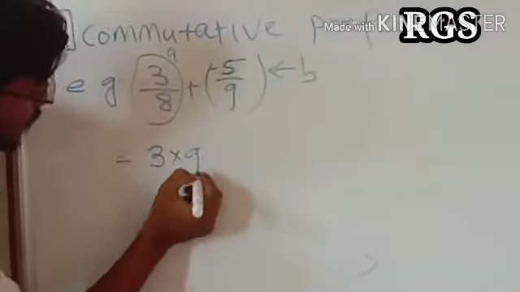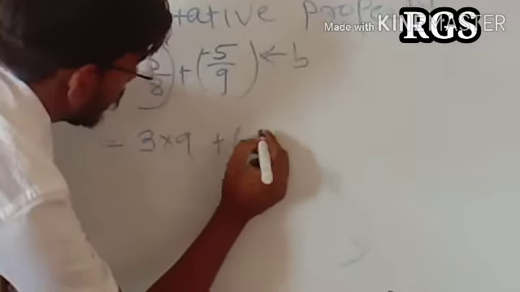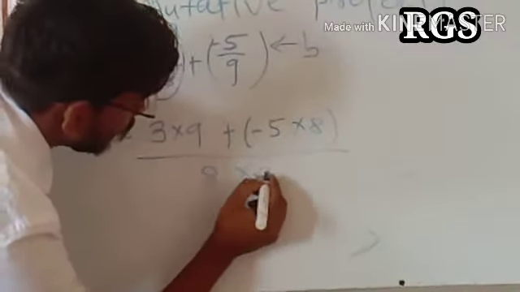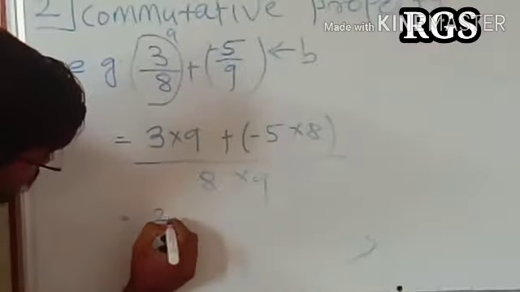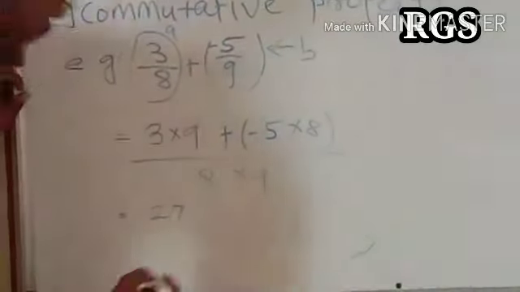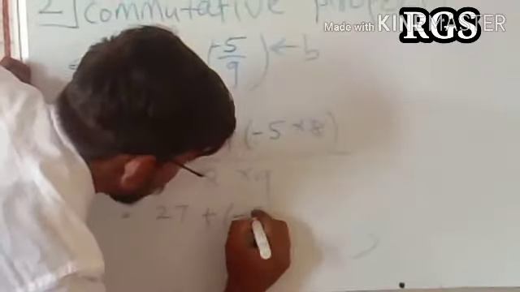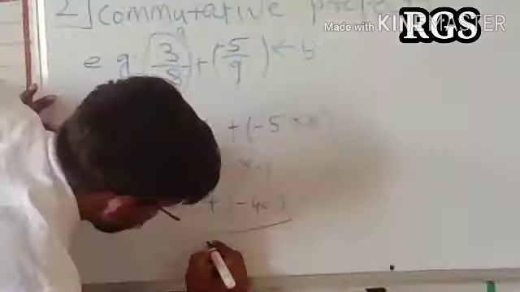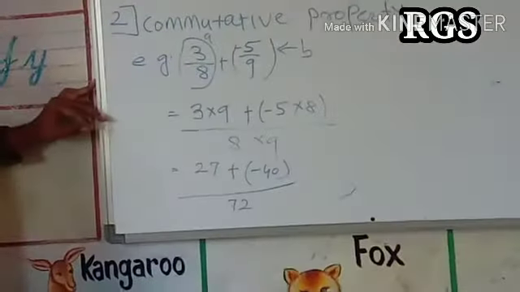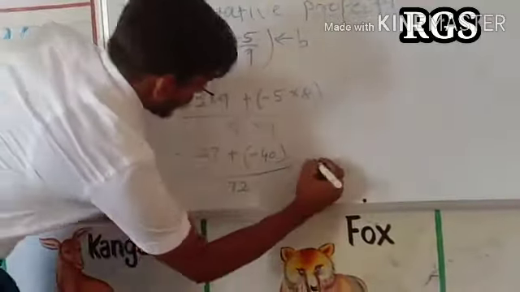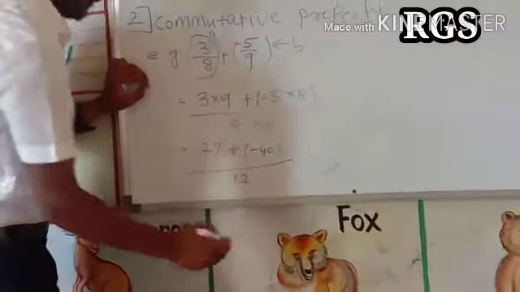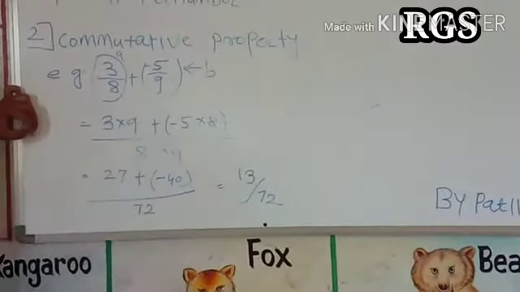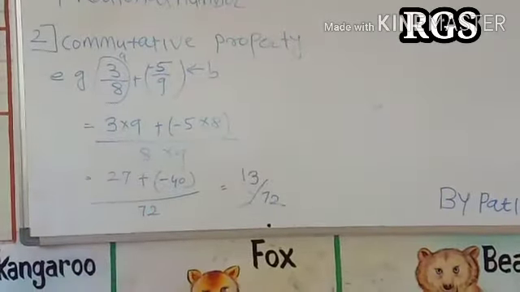And next, the denominator: 3 into 9 plus minus 5 into 8, divided by 8 into 9, is equal to 3 9s are 27 plus, 5 8s are 40, divided by 8 9s are 72. After solving this, what do we get? 13 upon 72. Is it right? Yes.